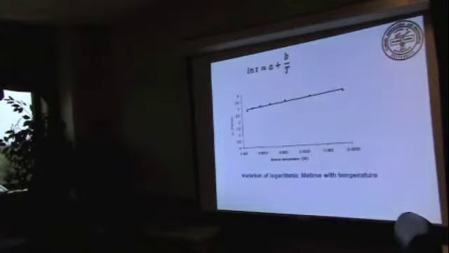That's what she did. She took the logarithm of tau and rearranged the previous math, and you get another relation. That means if you plot the logarithm of lifetime versus 1/T, you will get a straight line whose slope is that. So this is an empirical relationship: the logarithm of lifetime varies linearly with inverse temperature.